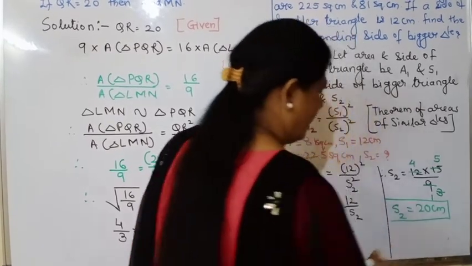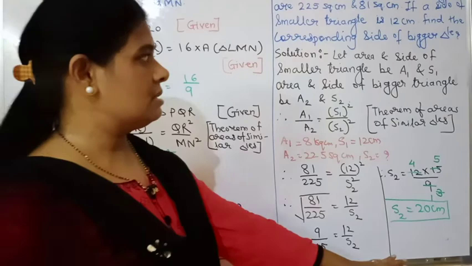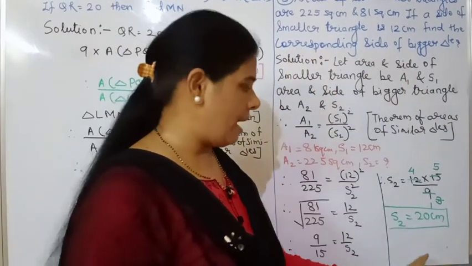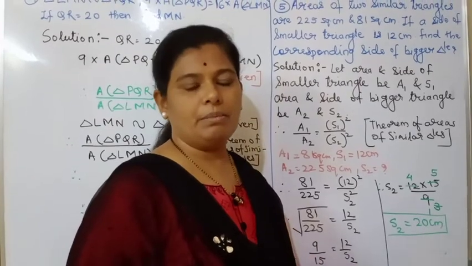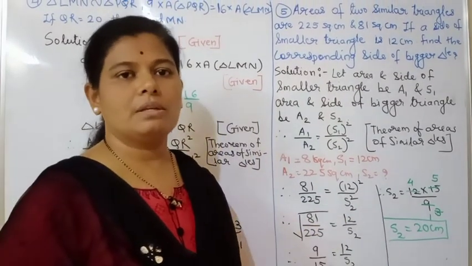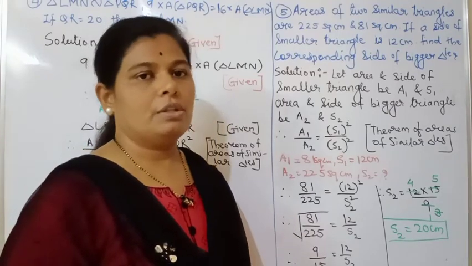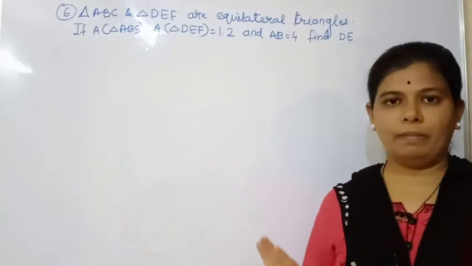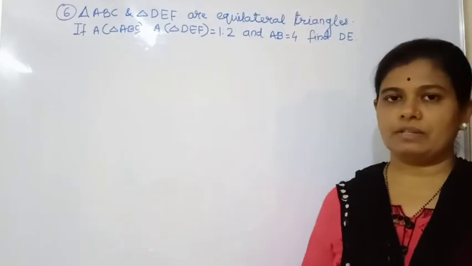Okay, and at the end you can write the answer as the corresponding side of the bigger triangle is 20 centimeter. It's very compulsory that at the end you should write the answer in a complete sentence. Now we'll solve the last example. Now we'll solve example number 6. This is the second last sum.